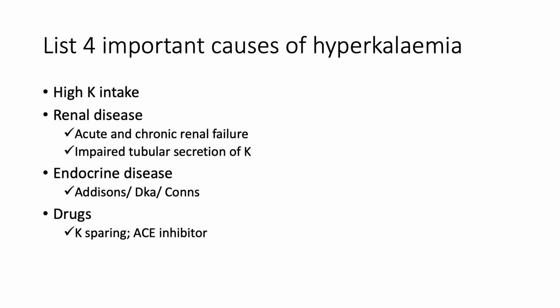Right, and drugs like potassium-sparing drugs and ACE inhibitors. Sorry, let's go back to this. In Addison's, you're going to have hyperkalemia because you're not going to have enough aldosterone. So your potassium is going to hang outside in the bloodstream.